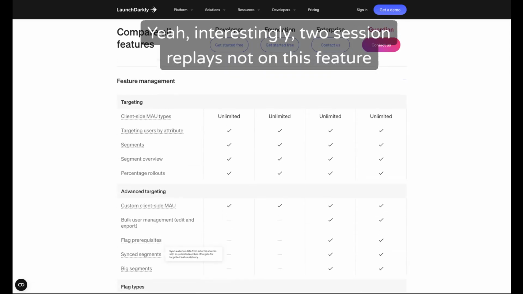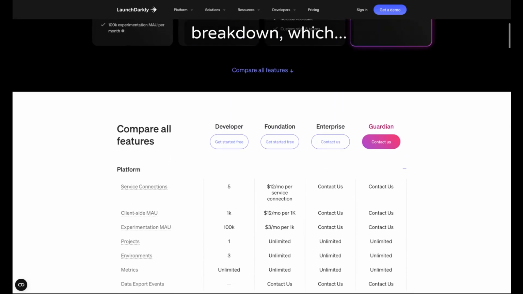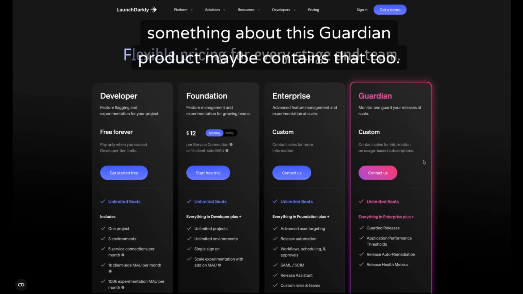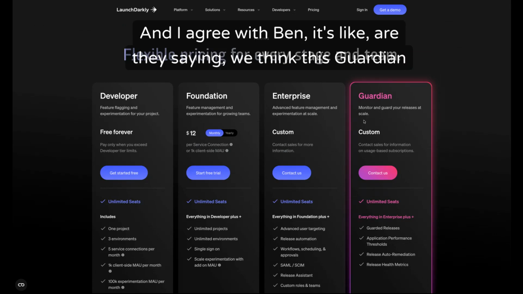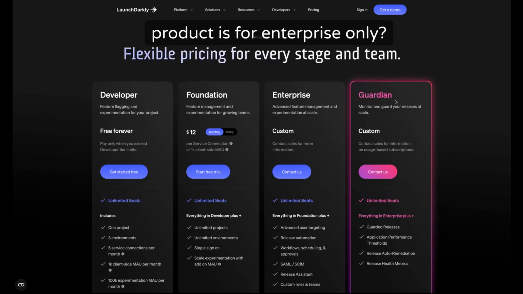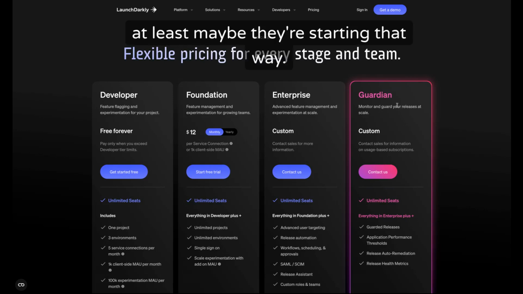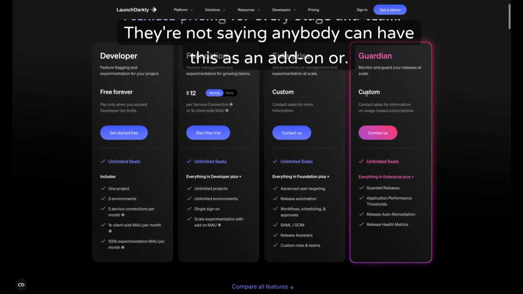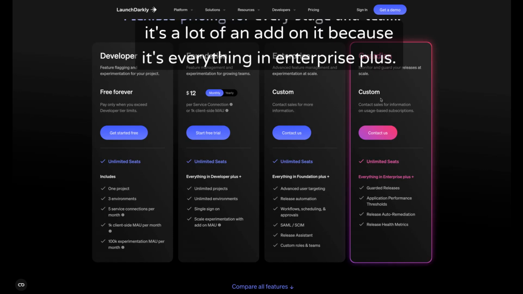Yeah, interestingly too, session replay is not on this feature breakdown. I had noticed that too. Something about this Guardian product maybe contains that too. And I agree with Ben. Are they saying we think this Guardian product is for enterprise only? At least maybe they're starting that way. They're not saying anybody can have this as an add-on. Or it's not an add-on because it's everything in Enterprise Plus.